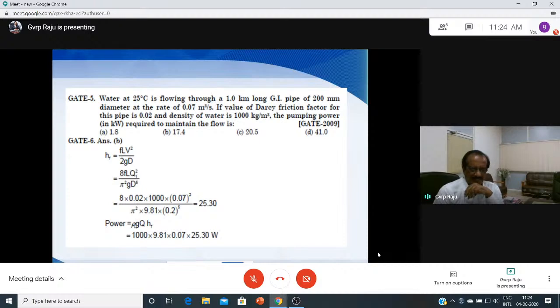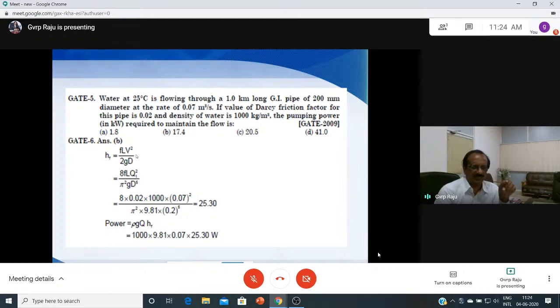And the power, as you know, is w Q h, where w is rho into g. So rho g Q hf is the generalized equation for obtaining power. So find out hf here. hf is equal to f L V square by 2 g D, and we can also convert this V into Q by A.